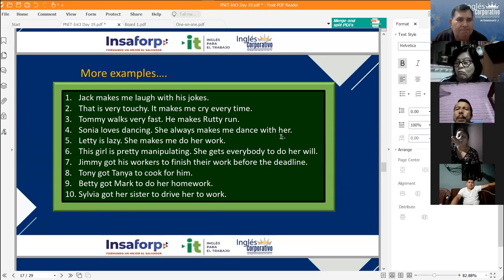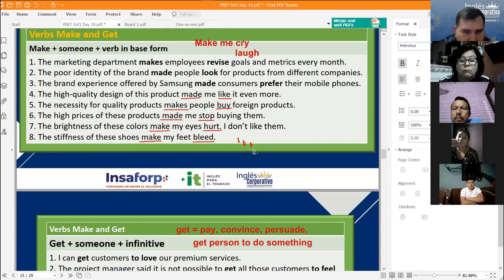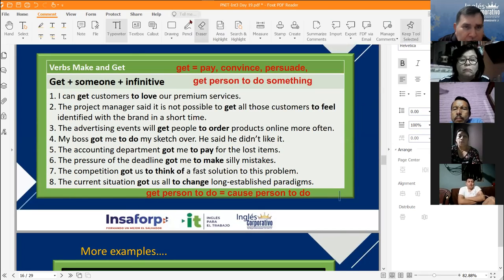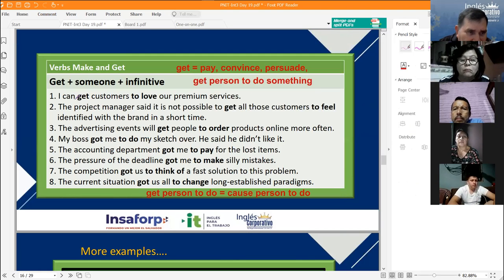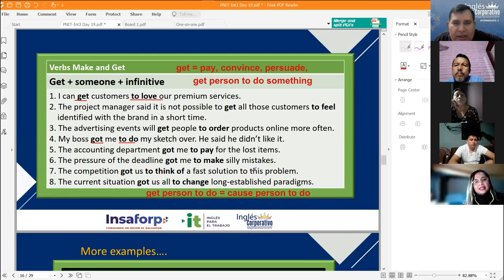Okay, let me see. These are some of the examples of the book's number three, and then from four to eight my other examples. Here you need to pay attention to the ones that are underlined. Get and "to love." Got, past tense, got to do, got me to do. My boss got me to do my sketch over. What's the meaning? To repeat it.